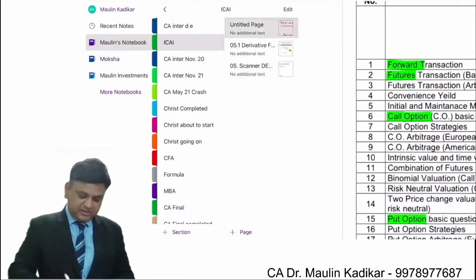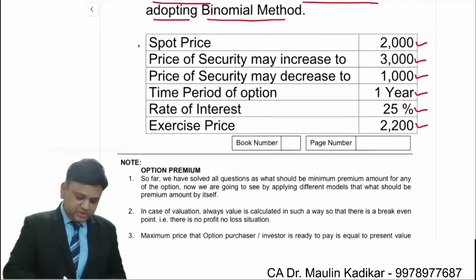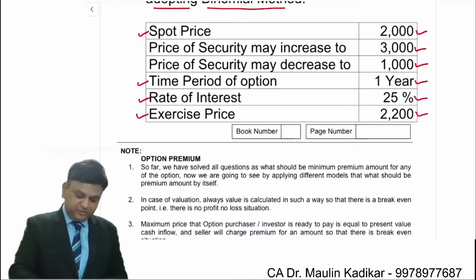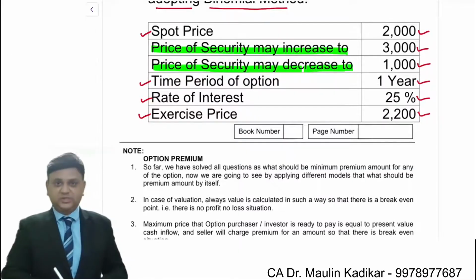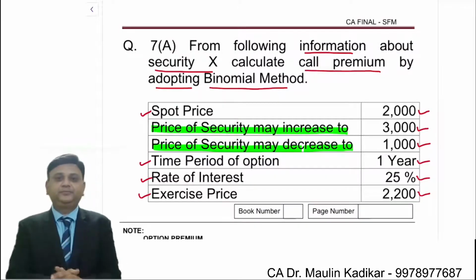Everybody is requested to pay attention. Let us understand how to calculate the premium in this situation. Can anyone tell me what the new information in this question is? The spot price of the equity share is the usual information we always come across, along with the time period of the option, rate of interest, and exercise price. The new information is that the price of the security may increase to a certain value or decrease to a certain value. In this case, let us understand how to compute the premium.